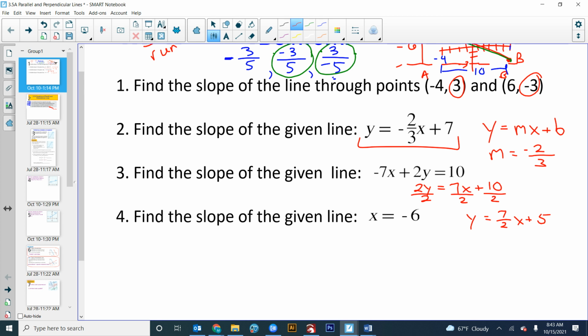Now it's in slope-intercept form. Now you can say the slope is 7/2. So be careful. Don't just always look at a number and say, oh, it's the number in front of x. It has to be in slope-intercept form if you're going to do that, right?